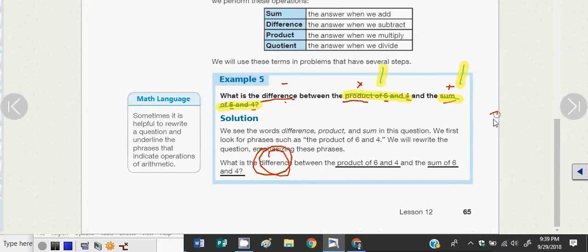Product again means multiply. 6 times 4 is 24. The sum of 6 and 4 is plus, so we do 10. Then we're finding the difference between the product, which was this one, and the sum, which was this one. So difference: 4 minus 0 is 4, 2 minus 1 is 1, answer 14.